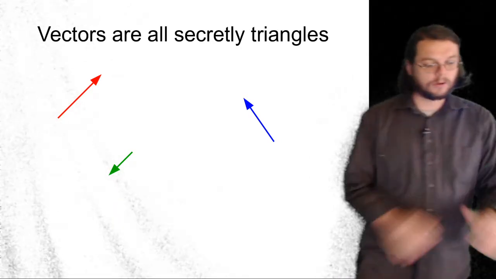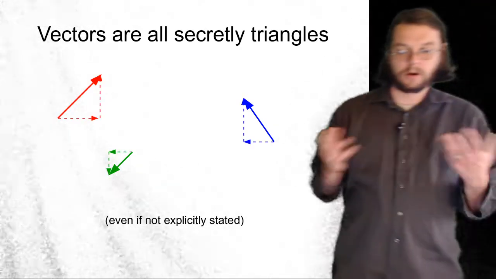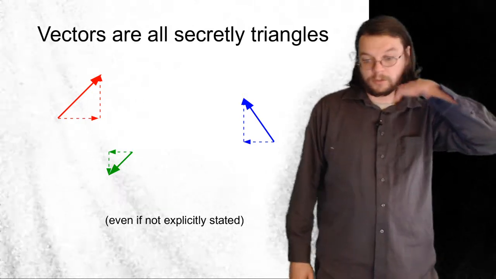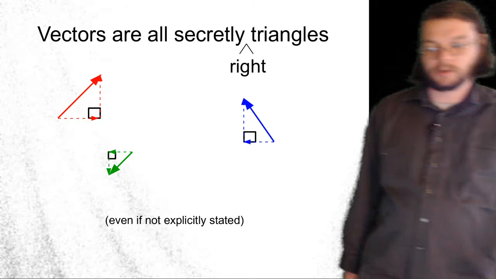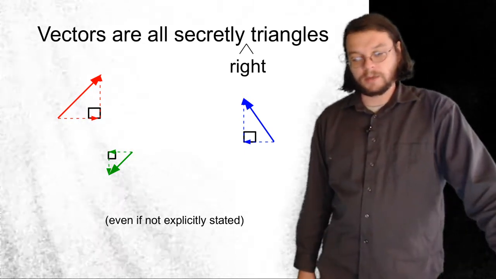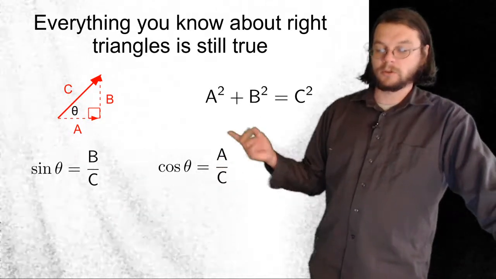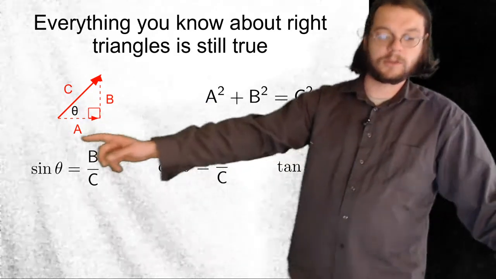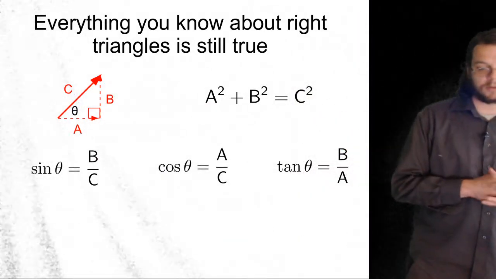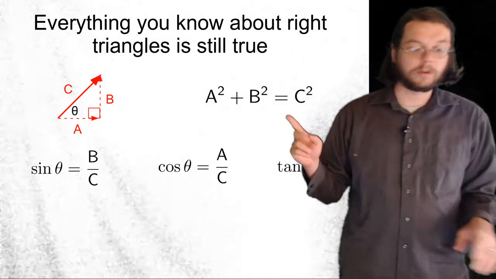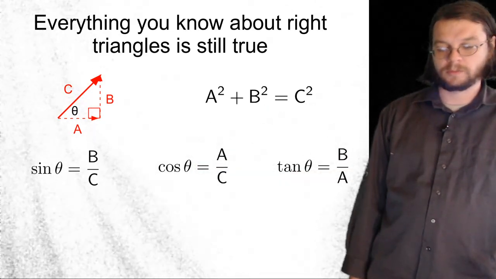What do you need to know about vectors? One of the things you need to know is that they're all secretly triangles. Whether it's explicitly stated or not, they are basically all triangles. And they're a special kind of triangle, which is that they are right triangles. Because they are right triangles, everything you know about right triangles is still true. So the Pythagorean theorem, a squared plus b squared equals c squared, is still totally valid in the context of vectors. It's going to come up quite a bit. All the trigonometry stuff that you know still comes up.